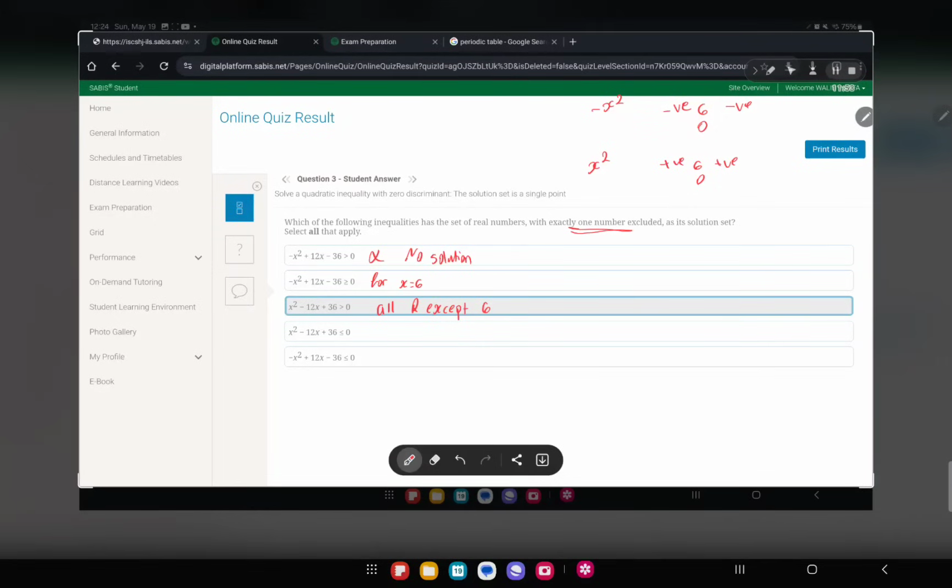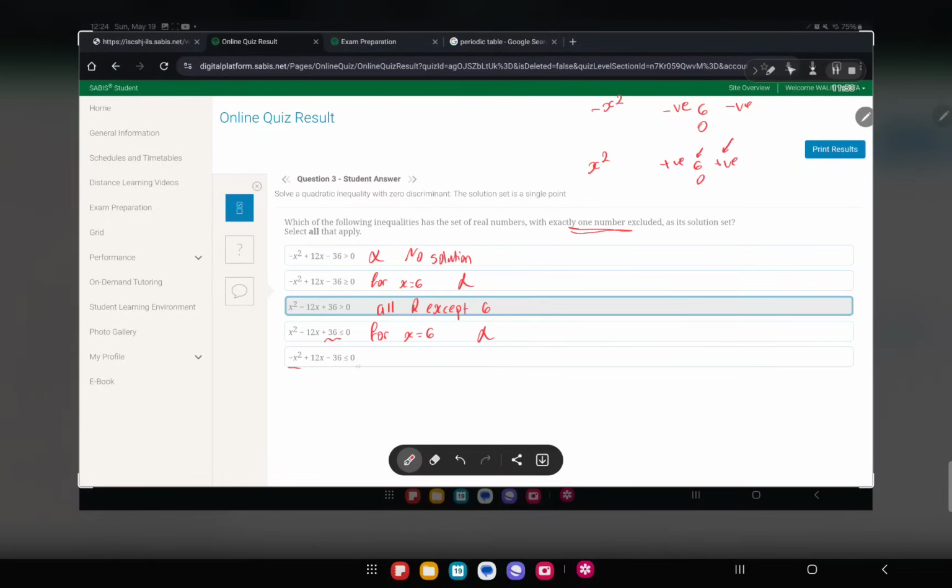Now part D, x squared minus 12x plus 36 less than or equal to 0. So now let's go back here. Is it ever less than 0 here? No, right? But is it ever equal to 0? Yes. So you could say there's only one solution, and it only equals 0 at 6. So only for x equals 6. Okay, but is that a set of all real numbers with one excluded value? Obviously not. Okay, so we put it wrong.